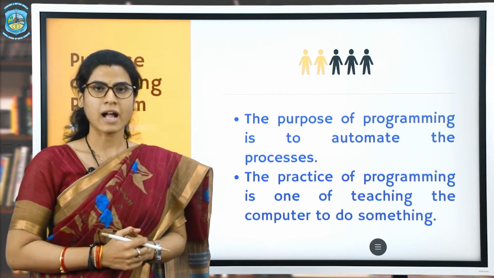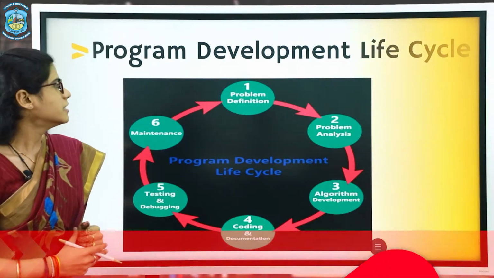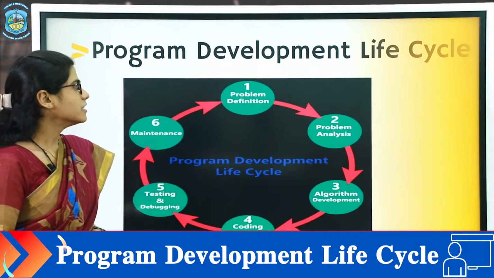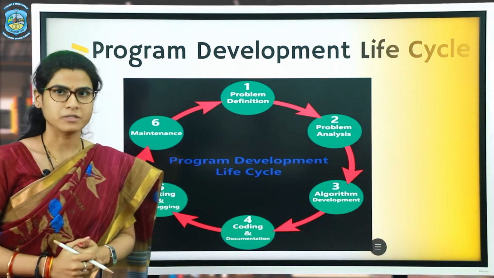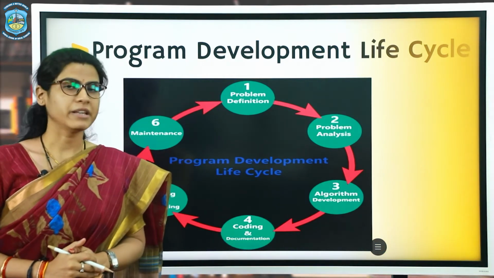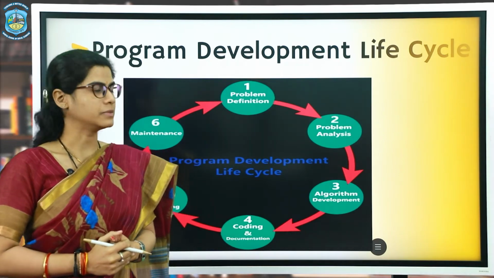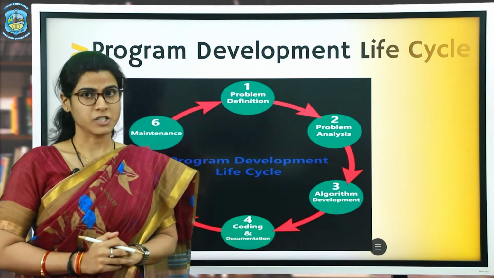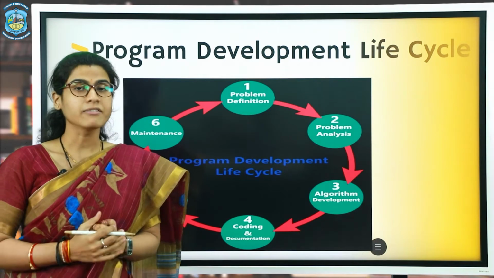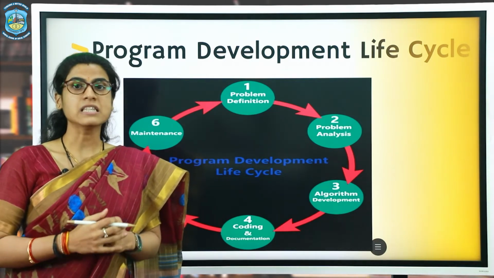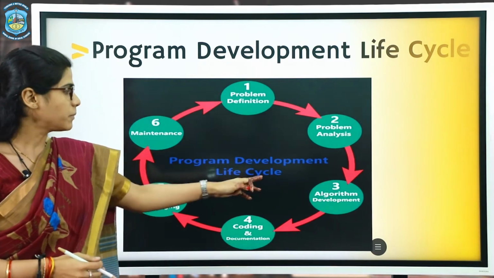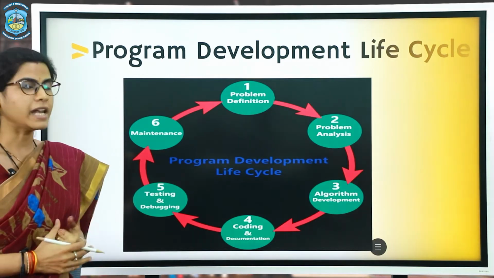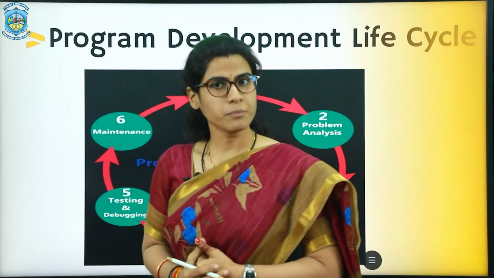Let's proceed with the program development lifecycle. Here you can see that we have a life cycle of a program where we start with defining a problem. The very first stage is problem definition, where we actually define a problem. Then we proceed with the second stage, that is problem analysis. It means that after defining a problem, we have to analyze it, we have to analyze the reasons behind it. Then we proceed to the third stage, that is algorithm development. So we develop an algorithm to resolve that particular problem.